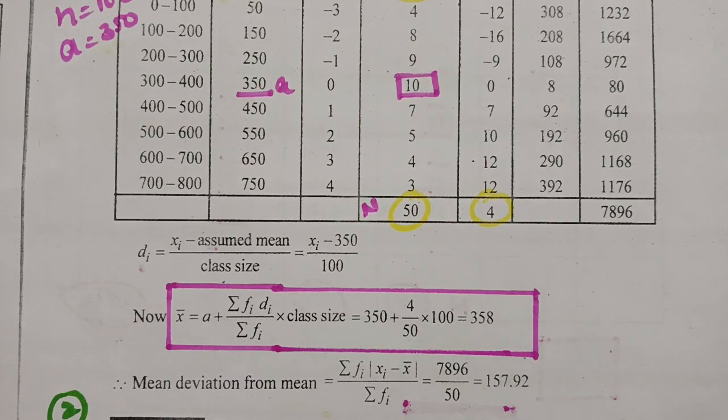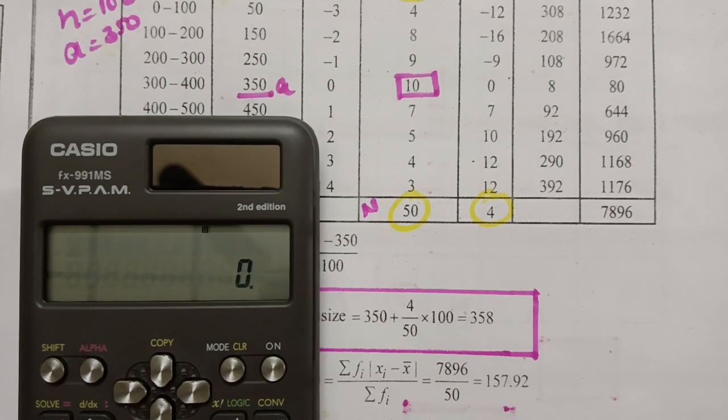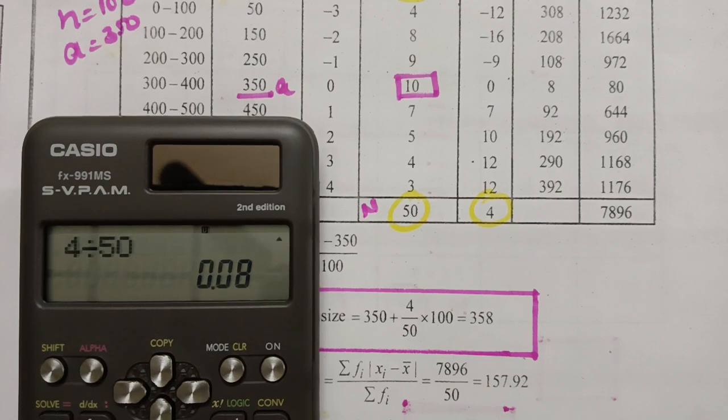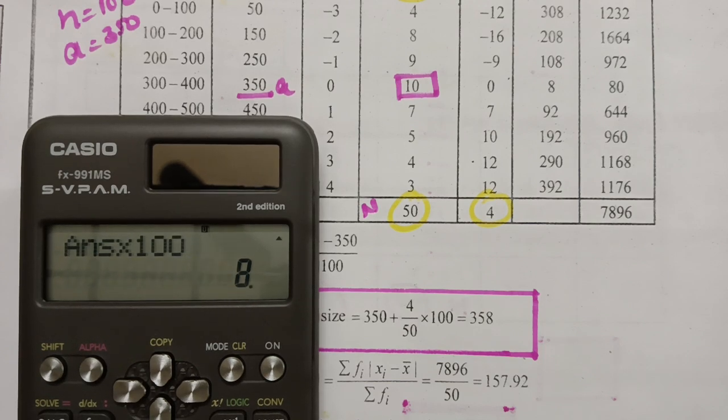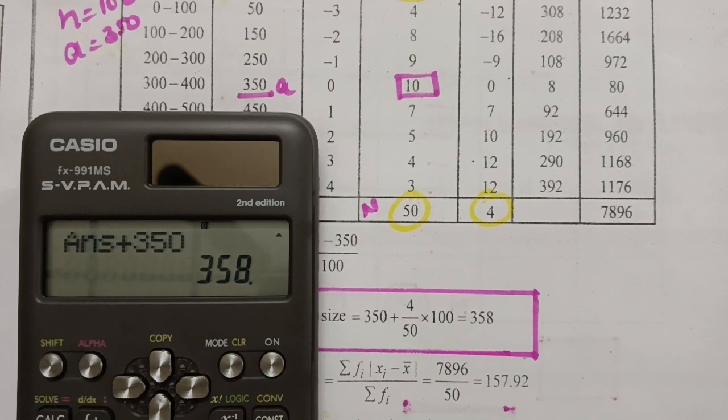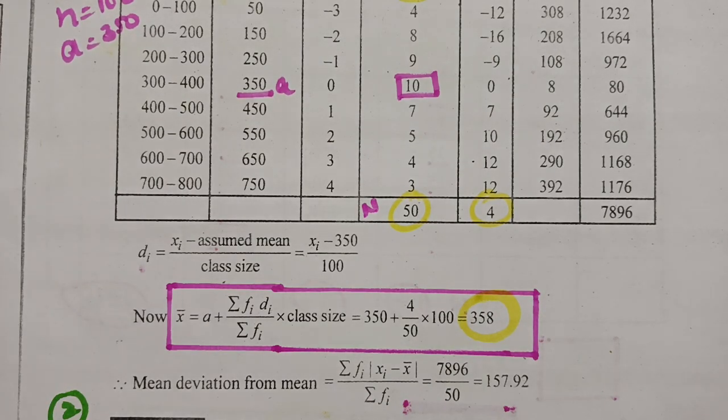So if you multiply all these, the answer will be, see here, this value is 4 divided by 50 into 100 plus this value is 350. The value here is 358. 358 is the value. Now we have to subtract this one.